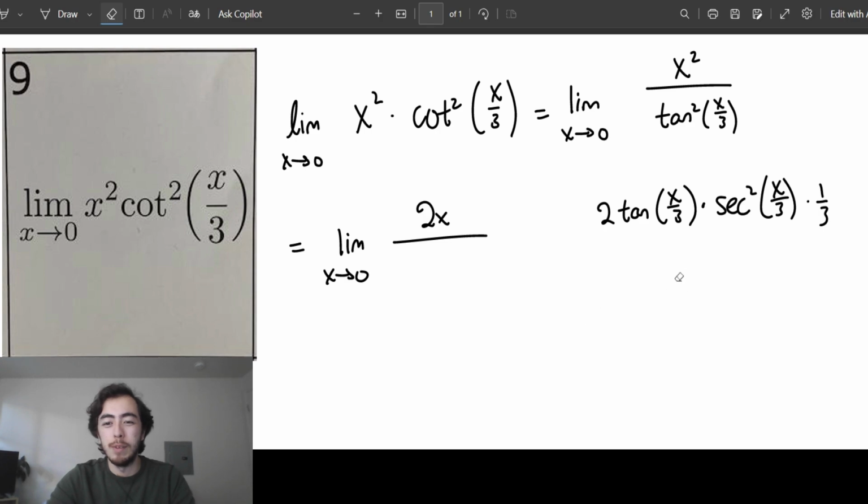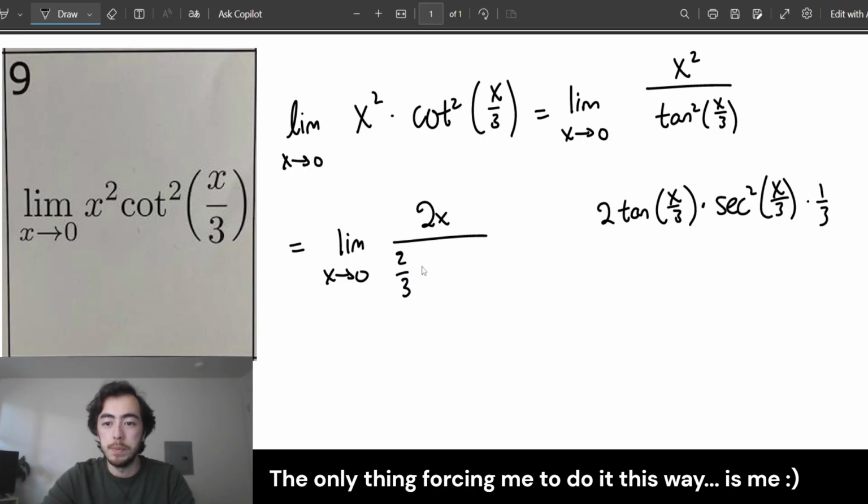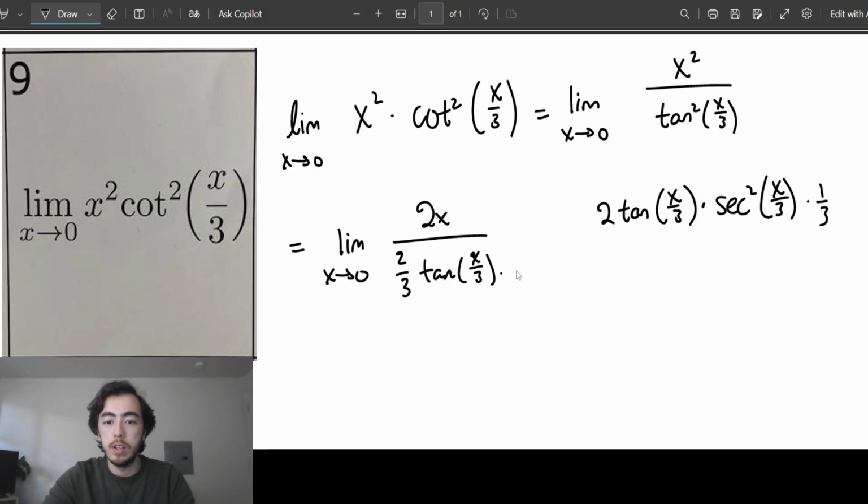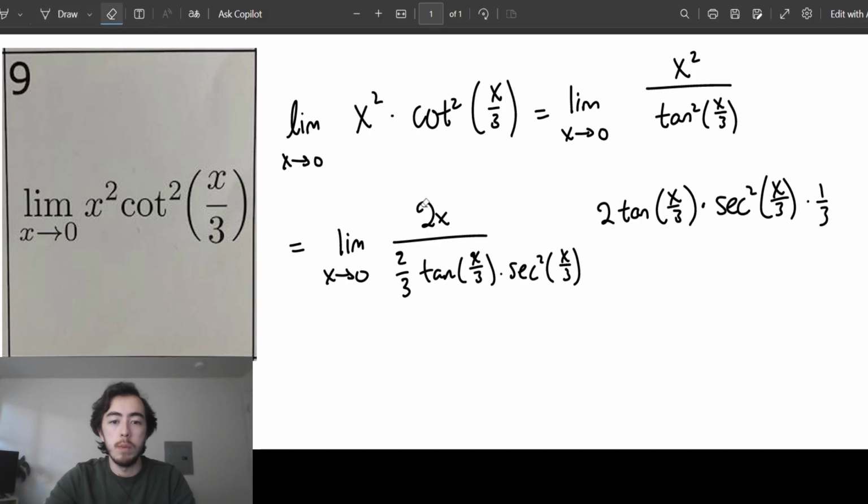This is kind of what I was talking about earlier, where I really wanted the square to be not within my limit, but I couldn't really convince myself that I was able to take it out. So we're just forced to do some pretty complicated derivatives here. Okay, tangent of x over 3 times secant squared of x over 3. And then I do notice that this 2 right here and this 2 up here can cancel. And then this divide by 3 on the bottom, I could actually bring to the top. And I do have a 3 like that.